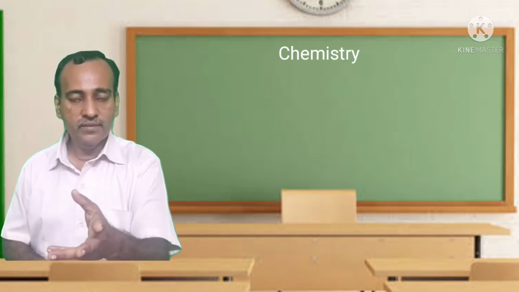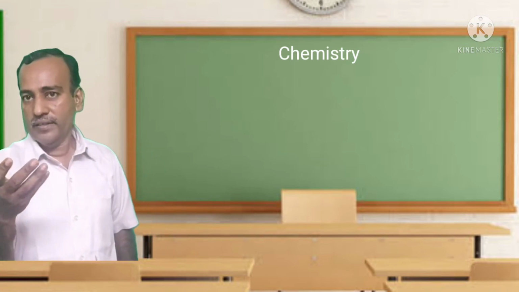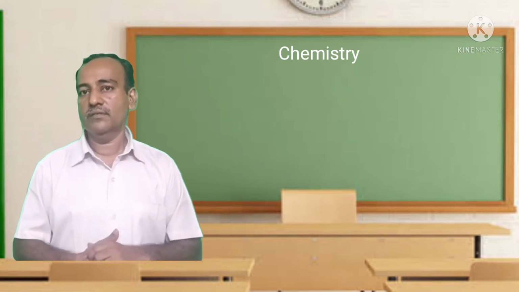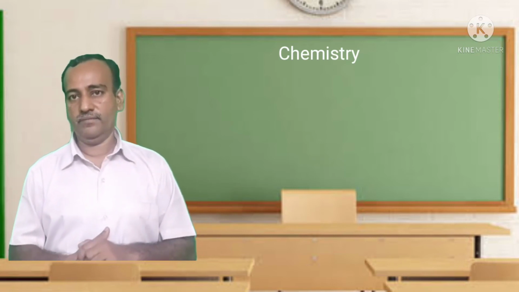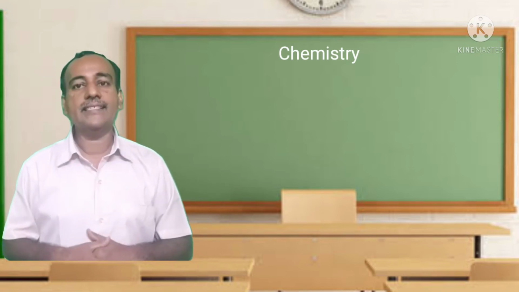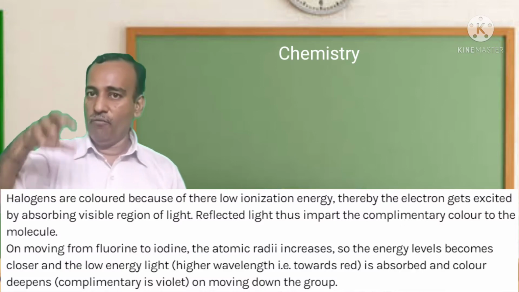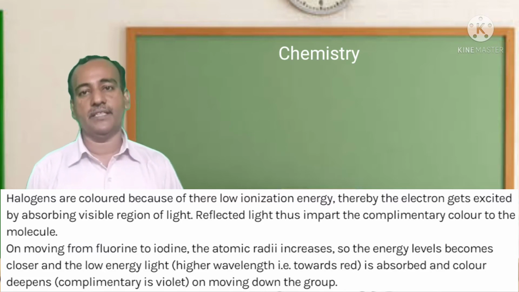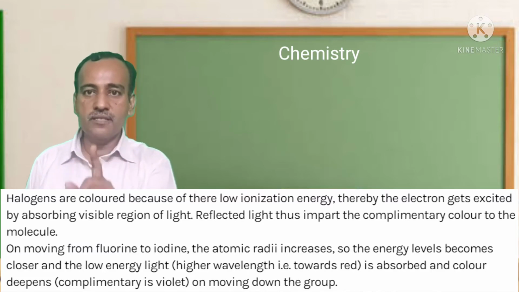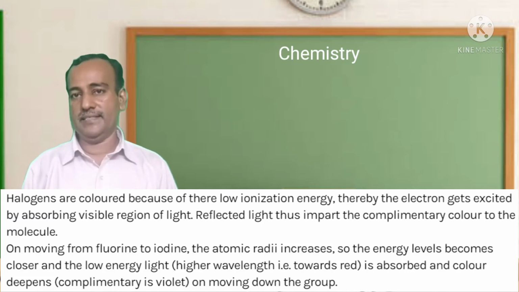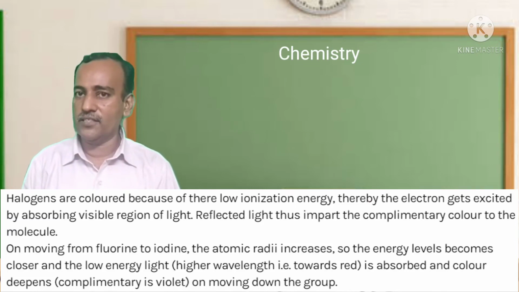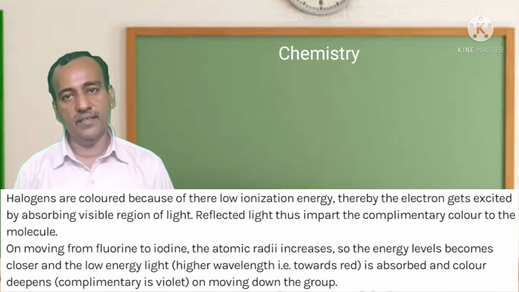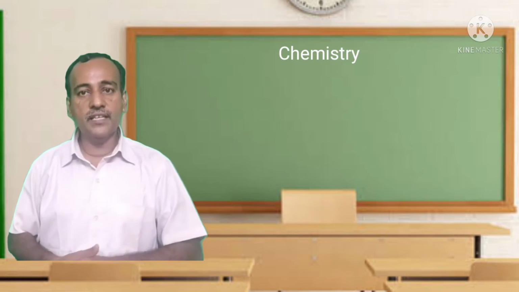Fluorine is yellow, chlorine is greenish yellow, bromine is reddish brown, whereas iodine is violet. So why are halogens colored? Because when white light falls on them, they absorb radiation in the visible region. Because of the absorption of radiation from the visible region, the outer electron gets excited to a higher energy level. That is why halogens are colored. That's all about the physical properties.